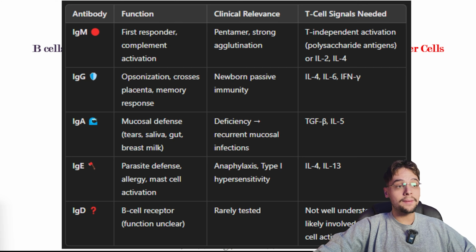So some high yield tips. Remember, class switching occurs at the DNA level by cutting and recombining genes. Hyper-IgM syndrome, for example, results from a CD40 ligand deficiency.